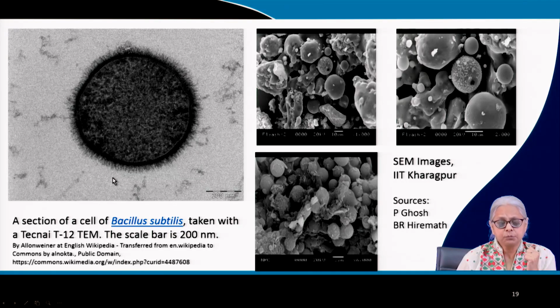You can see these are most likely the fimbriae around the cell. The cell wall is visible, the plasma membrane is visible, and so is the entire cytoplasm. You can see that the DNA is most probably distributed throughout the cytoplasm.